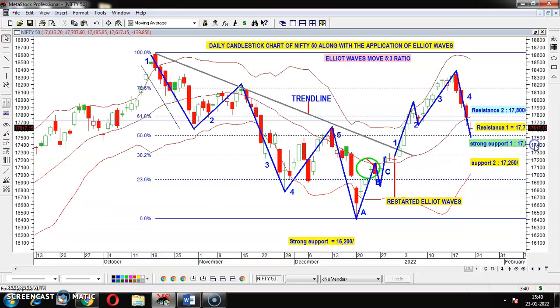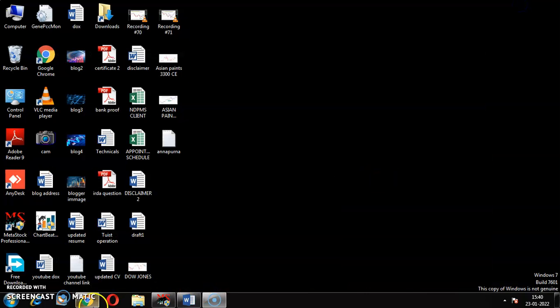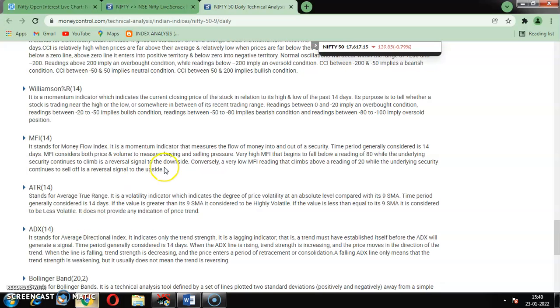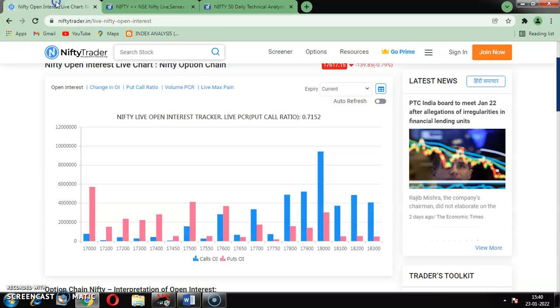Apart from this, we can also get very good information by checking what we call the open interest. Let me check the open interest of Nifty. So what does the open interest say?